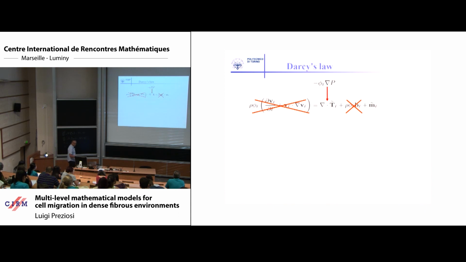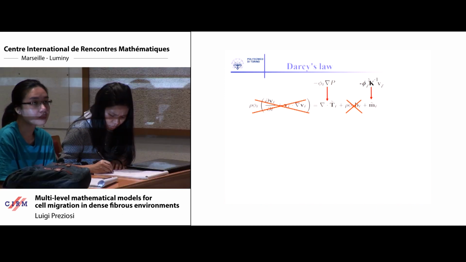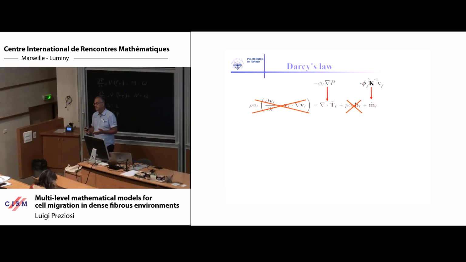And the interaction force is proportional to the velocity of the fluid. Of course, you expect that if you have a fluid that is moving through a sponge, a porous material, then if it is at rest, there is no force. If it is moving, the first assumption that you can make is that it's proportional to the velocity, and of course, it is opposite to the velocity. It is a sort of drag, okay?